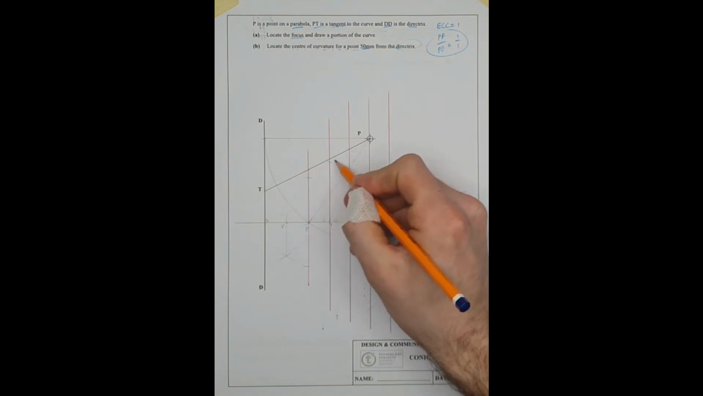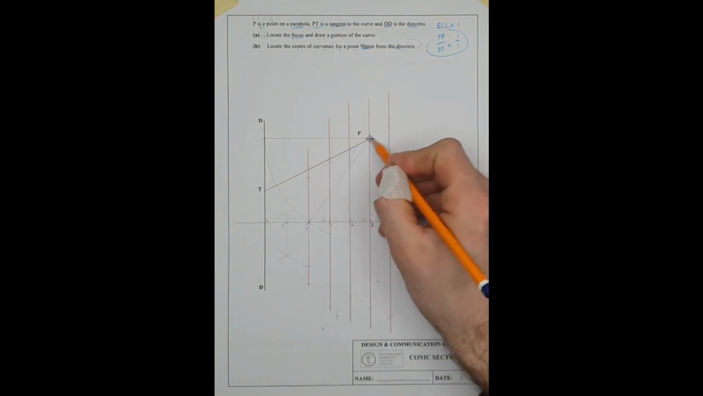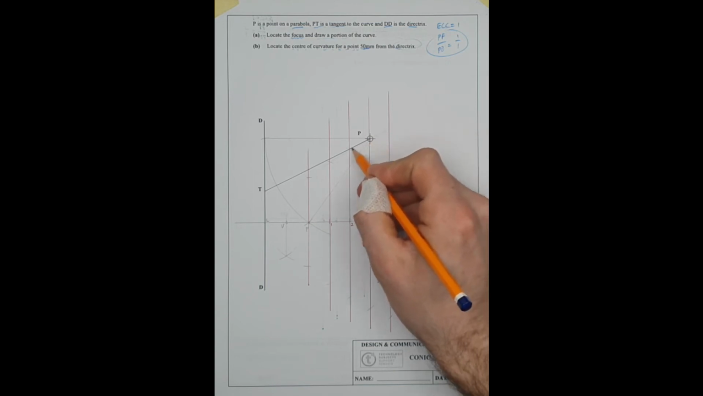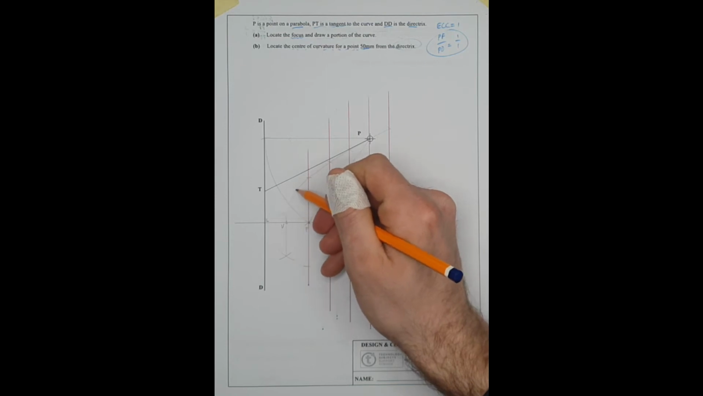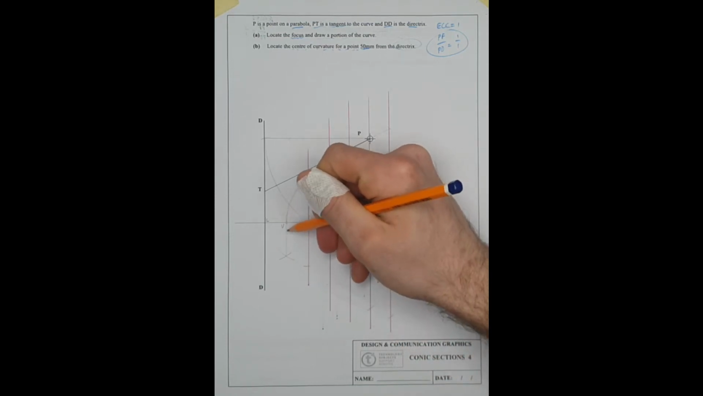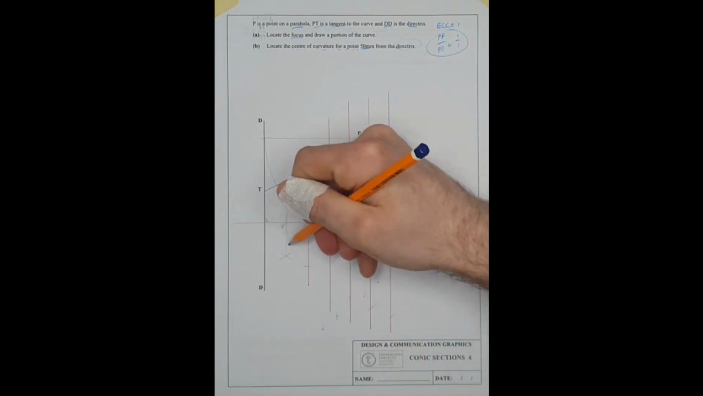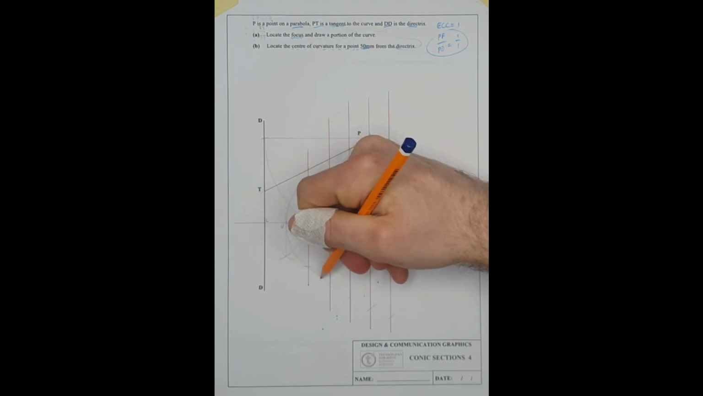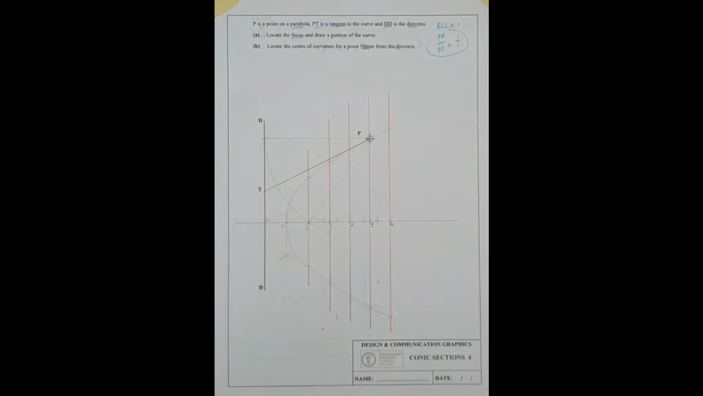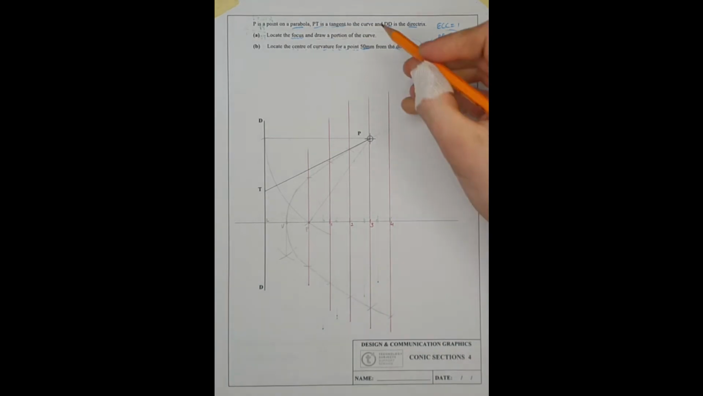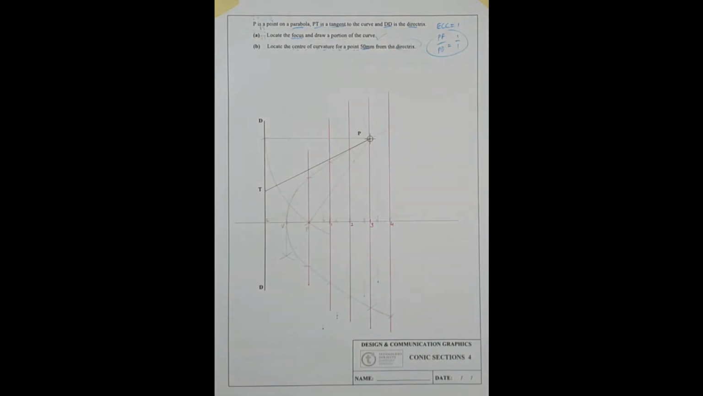That's the theory here. Now, if we hand in that curve, there we go. So that's part A of the question answered. Locate the focus and draw a portion of the curve. Locate the center of curvature for a point 50 mil from the directrix.